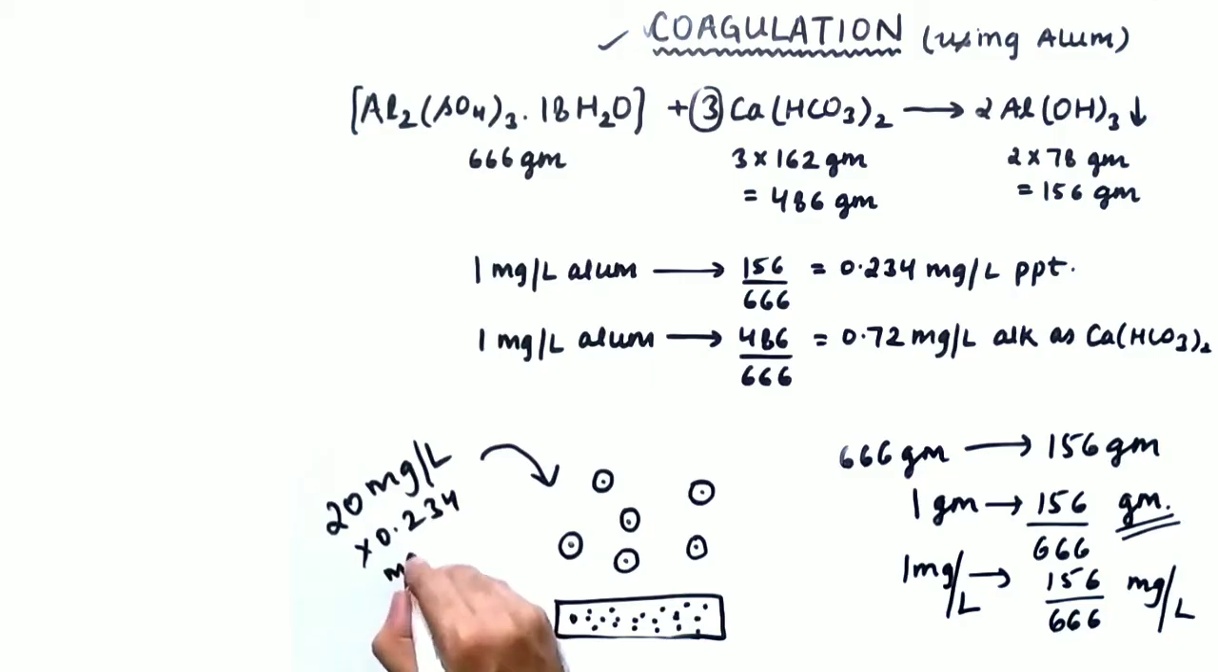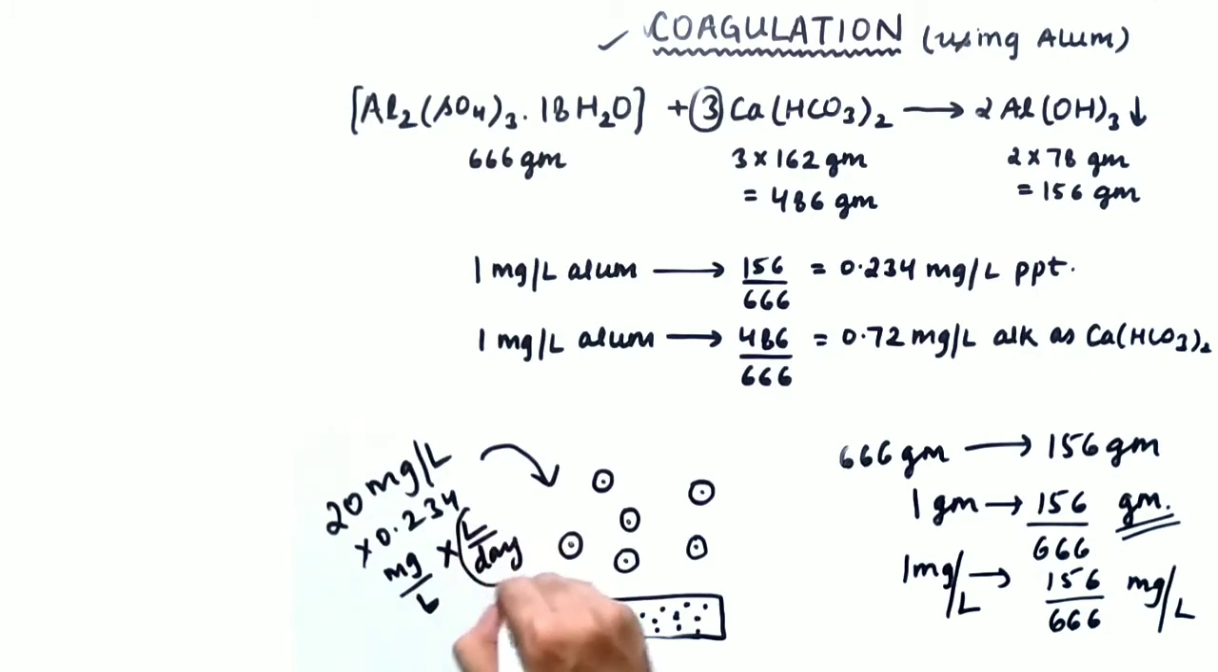Now you have the precipitate, that means the amount that will settle at the bottom of the tank. Now if I ask you in milligram per day or kilogram per day, then you simply have to multiply it by liters per day, that is the discharge. By multiplying this value with the discharge, you will get the weight per day that needs to be disposed of.